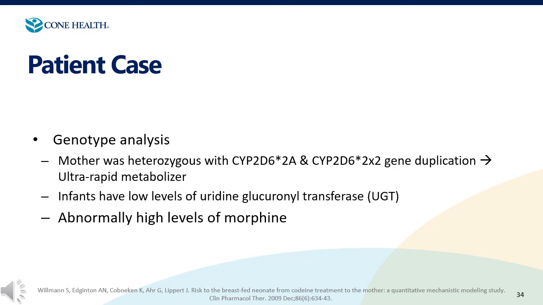With genotype analysis, investigators stated the mother was found to be a CYP2D6 ultra-rapid metabolizer, meaning a greater amount of codeine was converted to morphine.